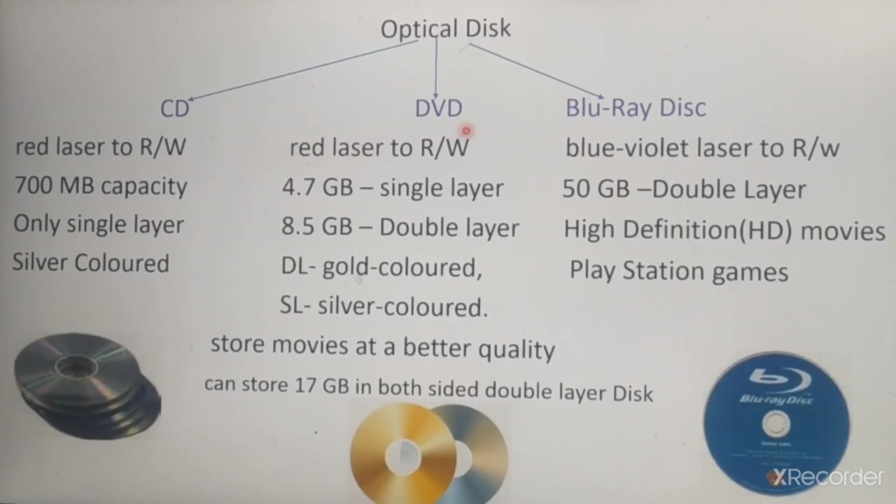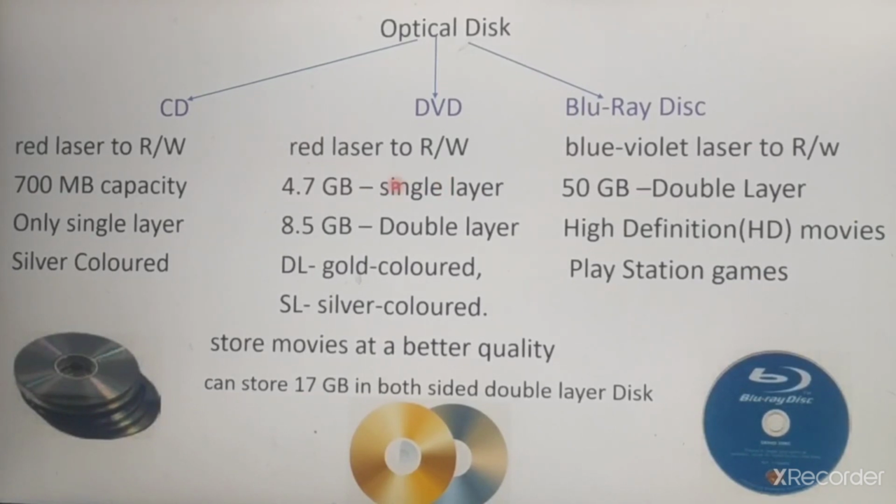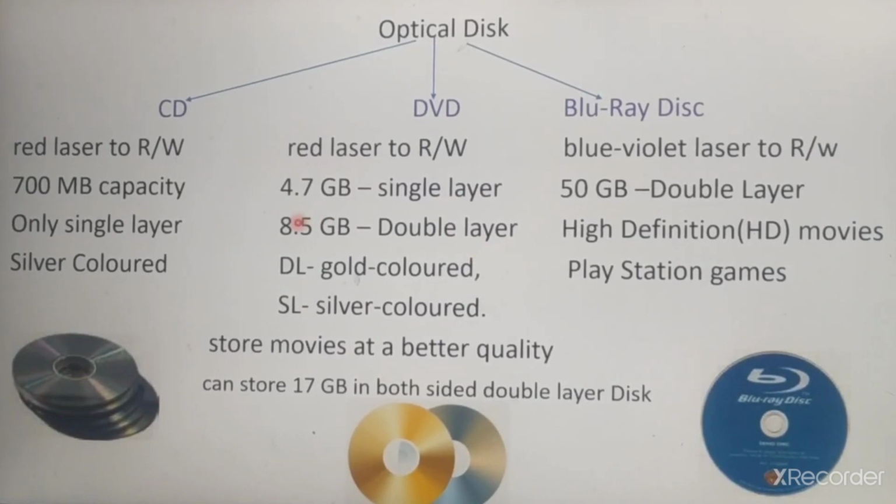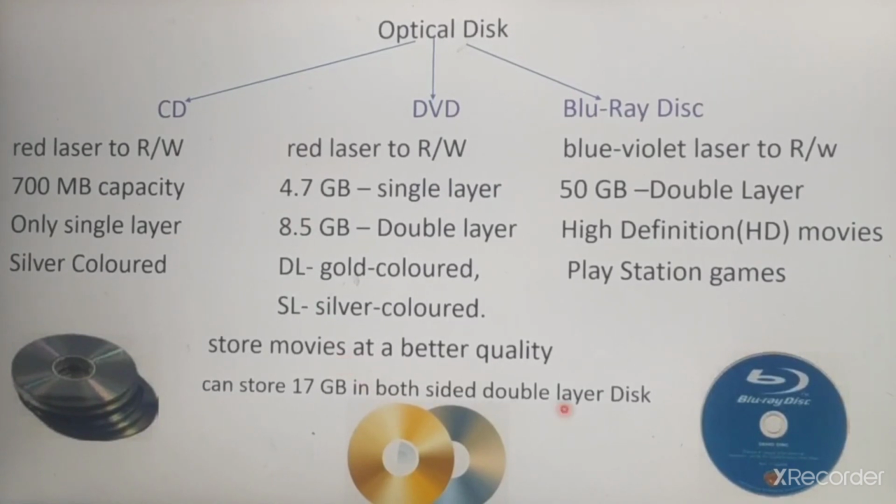When we look at the DVD, here also we use the same red laser to read and write the information. Here we have both single-sided as well as double-sided discs. On each side, we have single layer as well as double layer discs. In a single layer, single-sided disc, we can store 4.7 GB of data. In a single-sided double layer disc, we can store 8.5 GB of data. At the same time, in a double-sided double layer disc, we can store 17 GB of data.